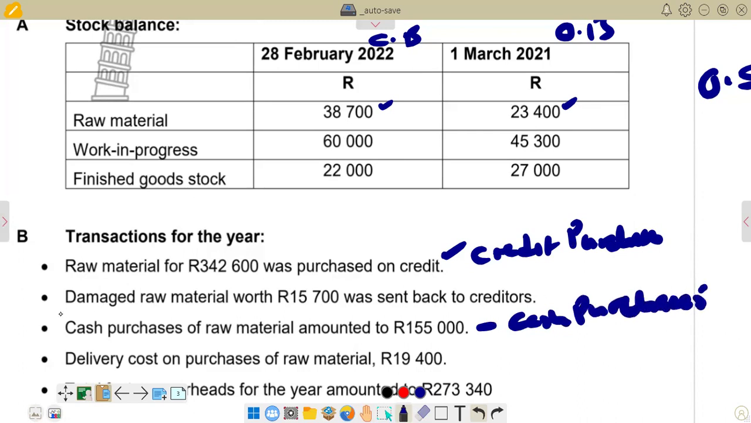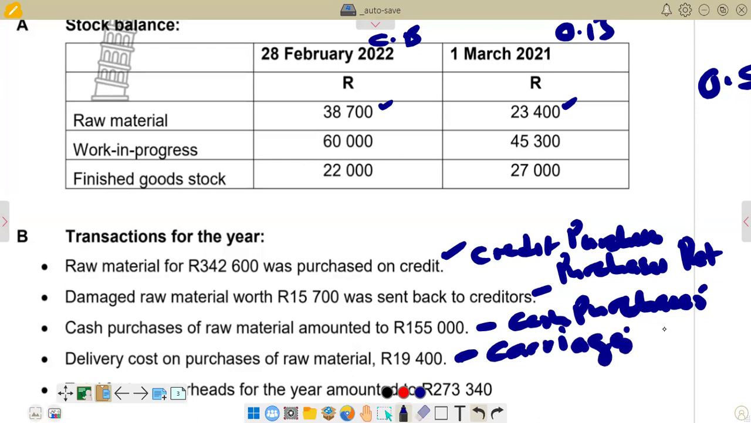Then here, the second point is saying damaged raw materials worth 15,700 was sent back to the creditors. So remember, these are purchase returns. So if you go down again, you see that the next point is saying delivered cost on purchase of raw materials 19,400 rand. So these are the transportation costs which we are going to represent as our carriages. So these are carriages on purchases.